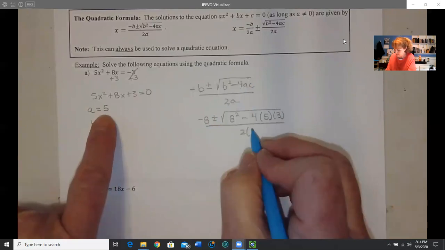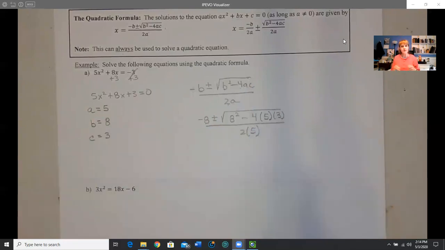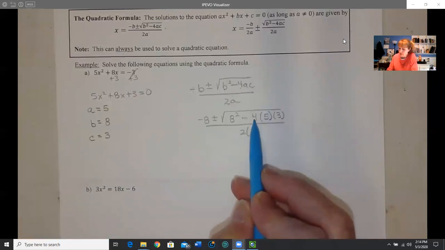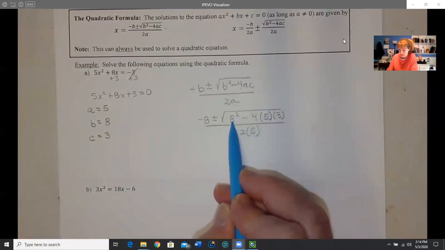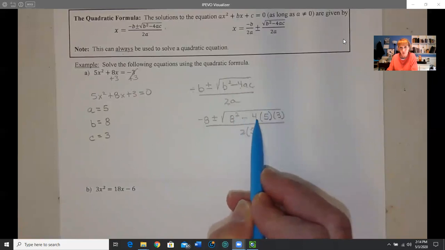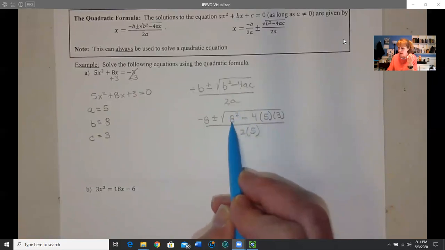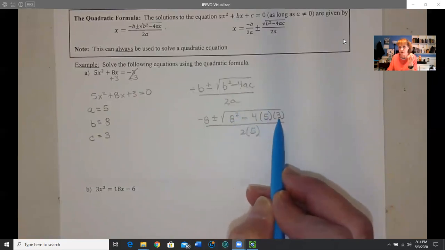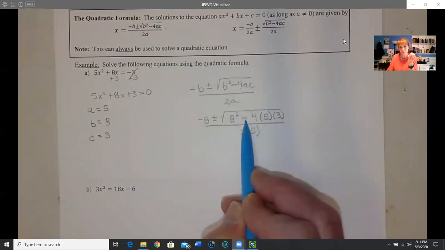A is 5. So all we need to do now is reduce this. Now you have to be careful. Inside, we're going to do inside the radical first. And inside the radical, you need to remember that you don't take the 64, which is what 8 squared is, and subtract the 4 separately, because remember in PEMDAS, you do your exponents, and then you have to multiply these 3 before you subtract.